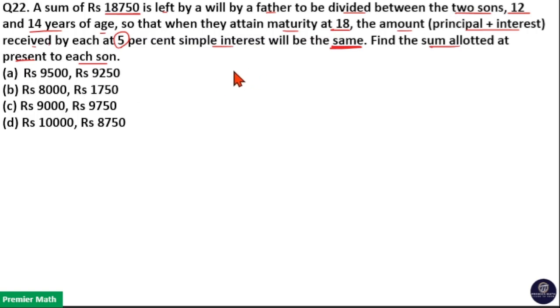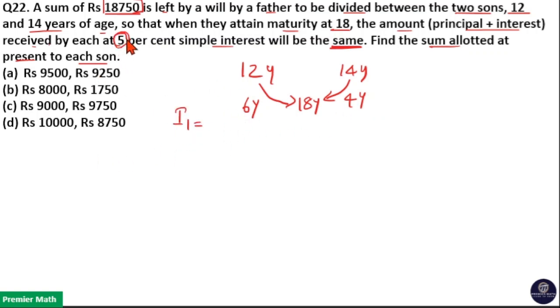Here, this sum 18,750 is divided between two sons of age 12 years and 14 years. When they attain the age of 18 years, they will get the same amount. That is, here 12 plus 6 is 18, so the 12-year-old son gets 6 years interest, and 14 plus 4 is 18, so the 14-year-old son gets 4 years interest. Now interest received by the first son is, here 5% is the rate for both sons, so 6 into 5, 30%, and interest received by the second son is 4 into 5, 20%.